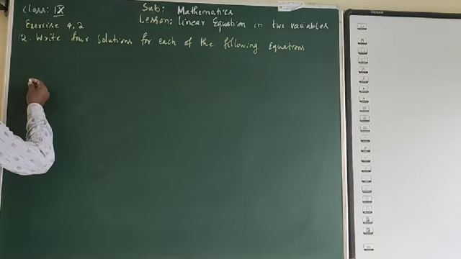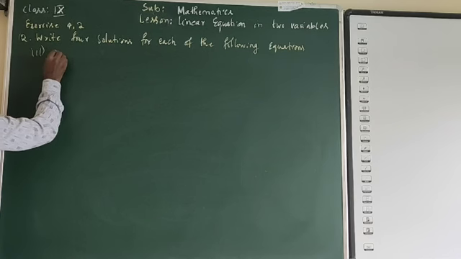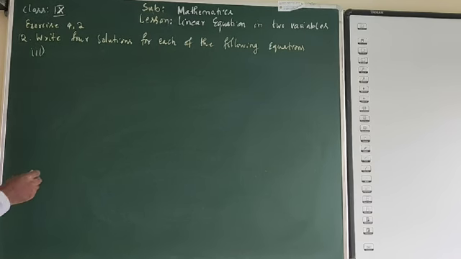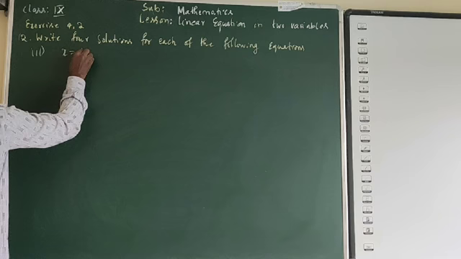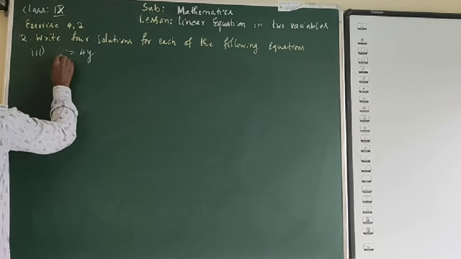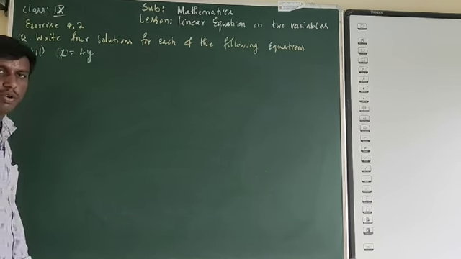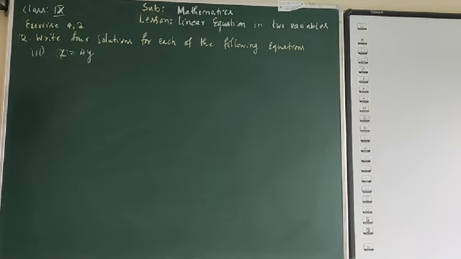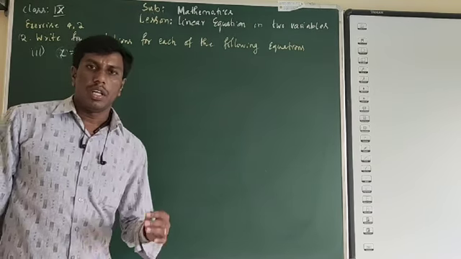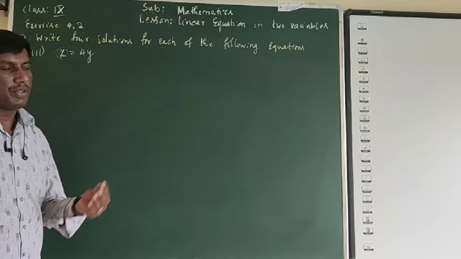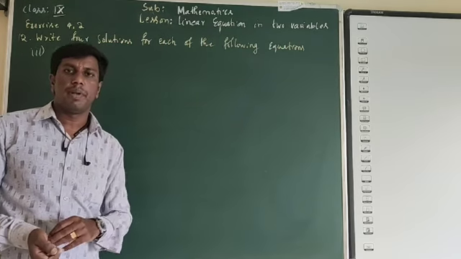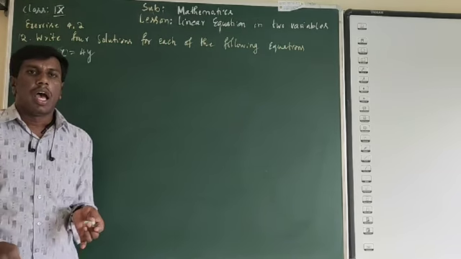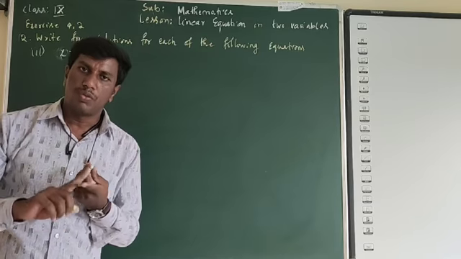Third question is x is equal to 4y. So as I told you in question number 1 and 2 and the previous example also, I should simplify the equation in terms of y.